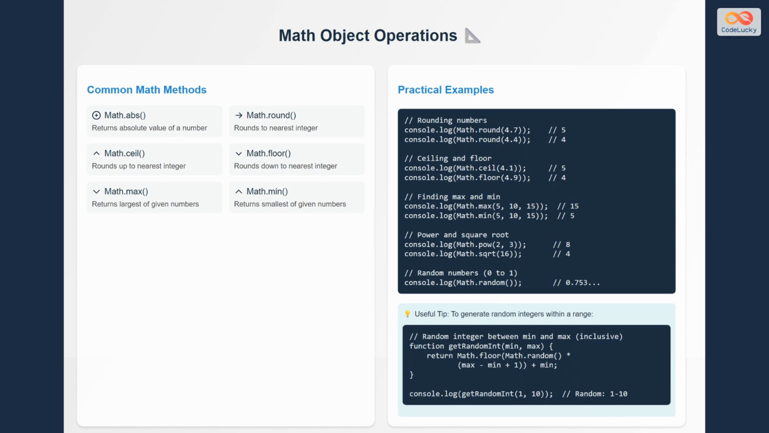The Math.round method rounds a number to the nearest integer. For example, 4.7 will be rounded to 5 and 4.4 will be rounded to 4.